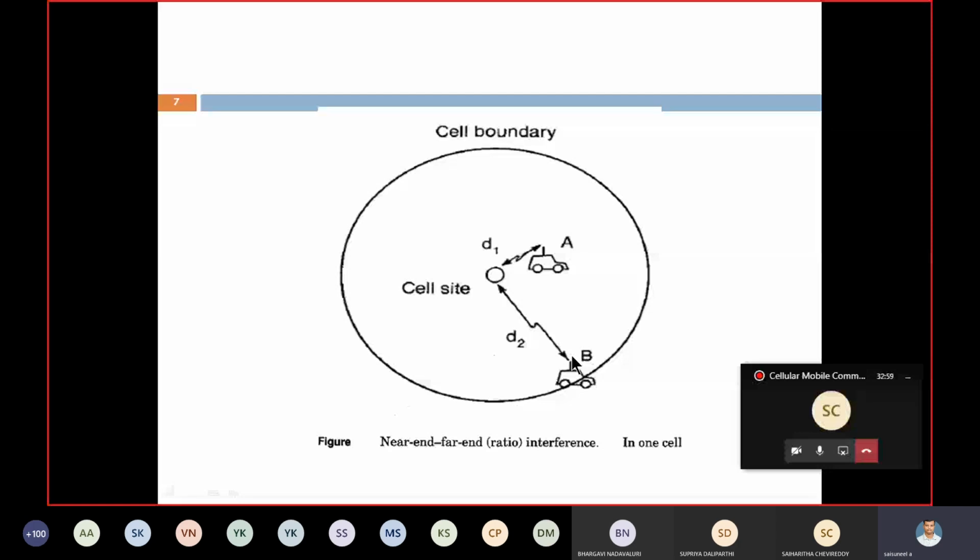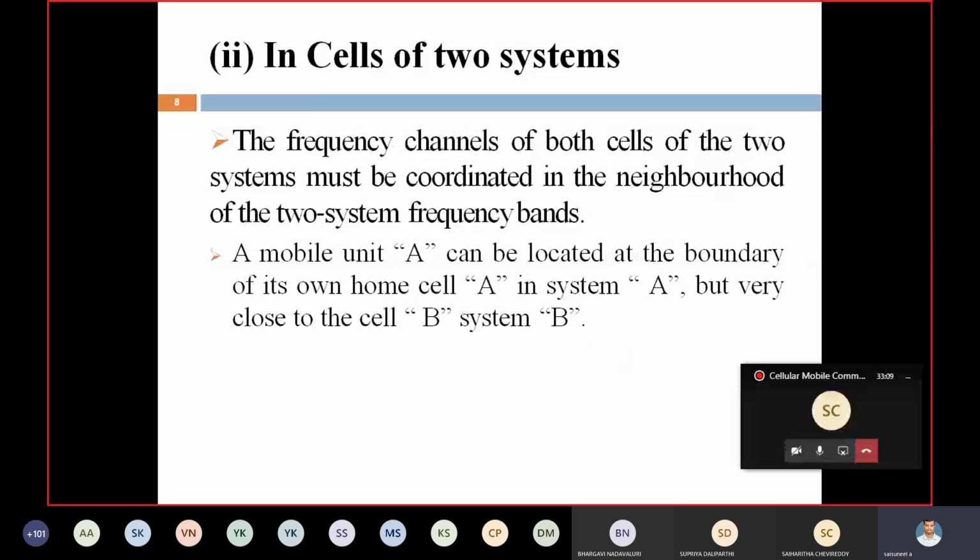In cells of two systems, right? Previously, we considered only how interference occurs within a cell, based on near and far. In cells of two systems, we consider two adjacent cells and how the interference occurs. The frequency channels of both cells of two systems must be coordinated in the neighborhood of the two system frequency bands.